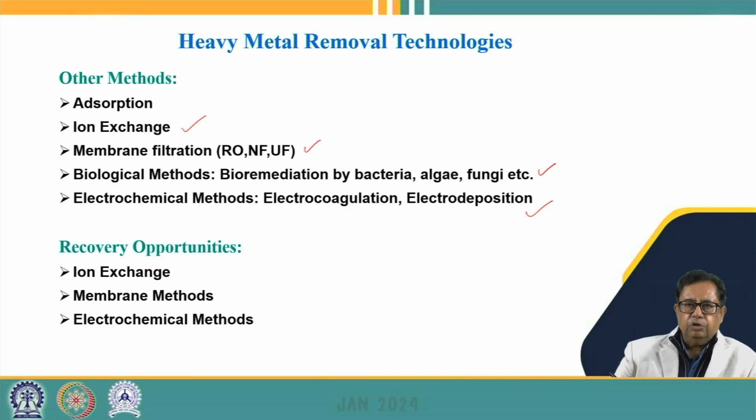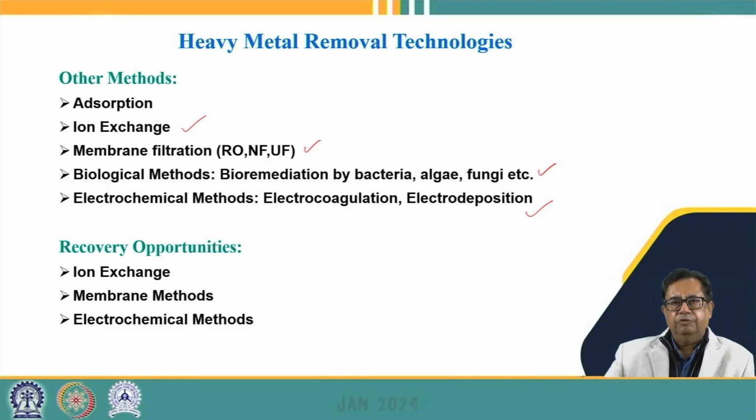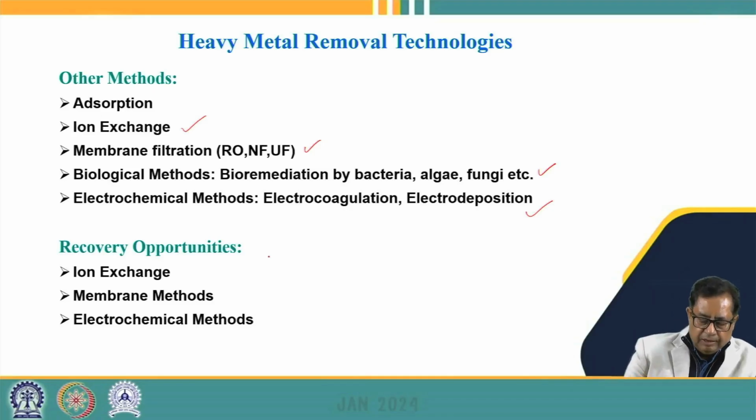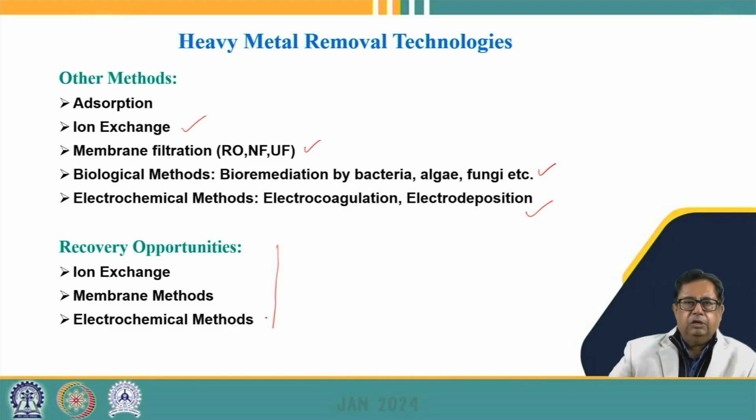So these methods can also be used, but we have already discussed that the method which is commonly used, because we have a very large volume of wastewater to handle, and which is efficient for removing the metals from the wastewater, is chemical precipitation. And if we want to recover the metals, we can go for methods like ion exchange, we can use membrane methods, or we can also go for electrochemical methods for the recovery of the metals from the wastewater.